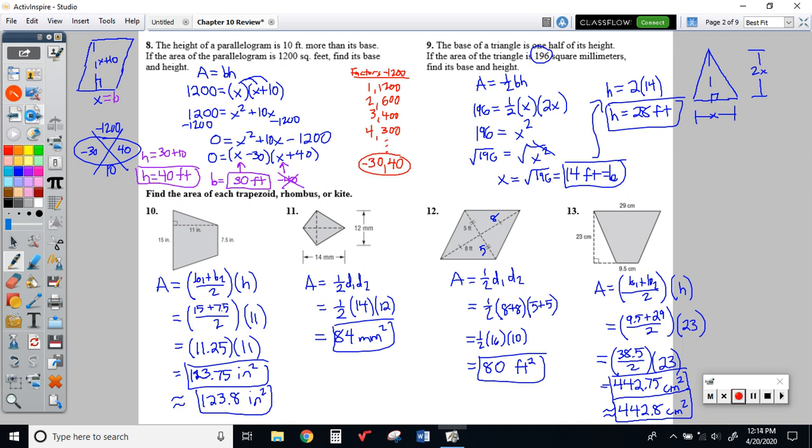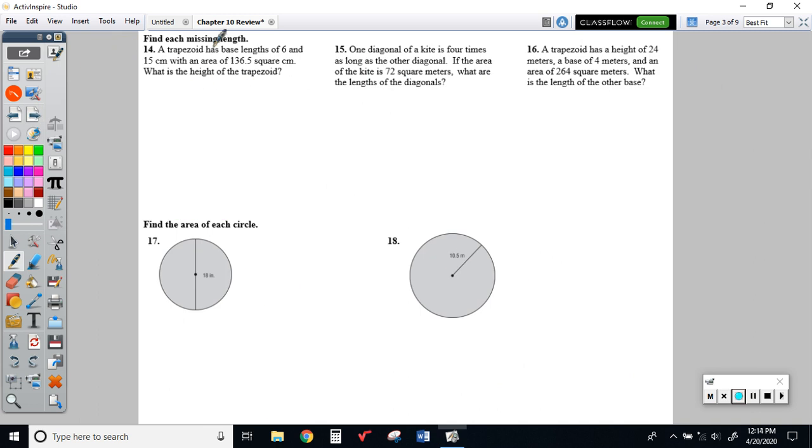Moving ahead to the next slide, we've got find each missing length here. So a trapezoid has base lengths of 6 and 15 centimeters with an area of 136.5 square centimeters. What is the height of the trapezoid? So I would say, as I pretty much always do with these kinds of problems, write out the formula in general with nothing filled in yet, and then plug in what you know to find what you don't. So we've got length of the midsegment, average of the bases, times the height. We know the area is 136.5.